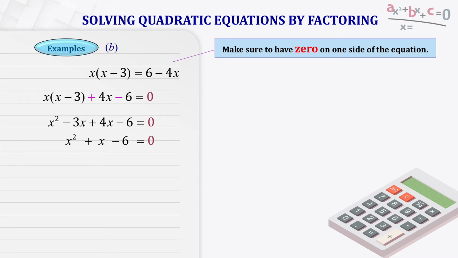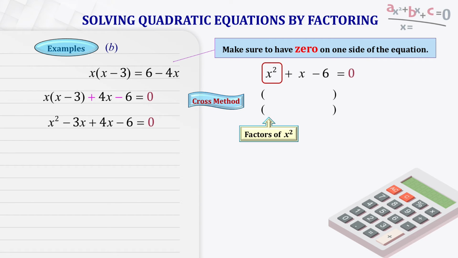Let's try to factor the left side of the equation by cross method. If you'd like to know more details for this method, please watch my separate video which is called factoring. Write 2 sets of brackets to start. For the first term, think about the factors of x squared, and place each factor x in the left part of each bracket.